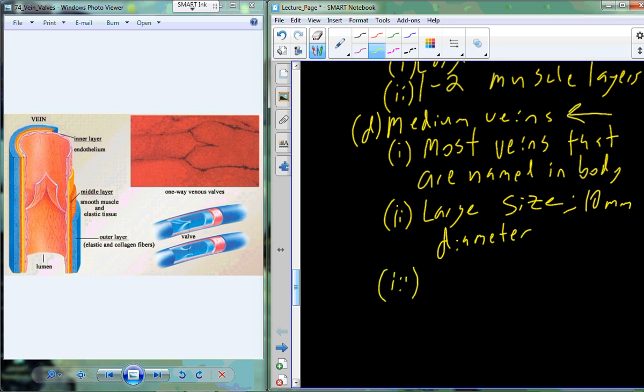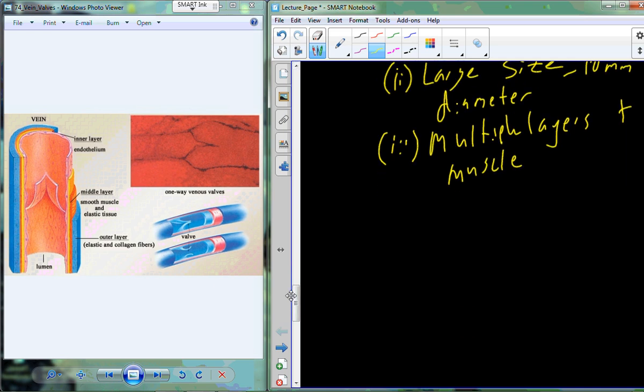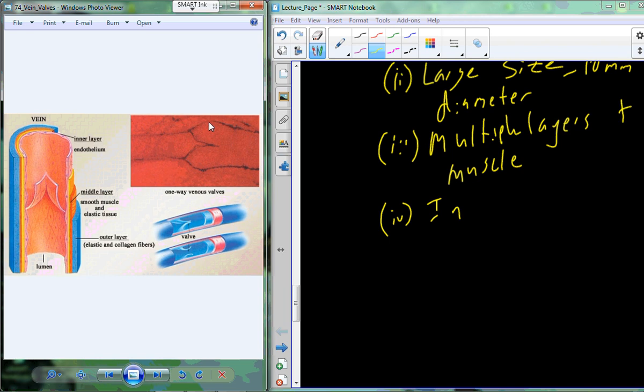They are going to consist of multiple layers. Include muscle. Now just remember that this muscle is thinner muscle than we'd find in the arterioles, but it is still going to be present. The inner wall, and that's what I'm showing here. I don't know if you can really see this picture at all or not. Maybe if we pull that shade back there, you'd be able to see this picture a little bit better. But this is a cartoon representation of what that micrograph looks like.